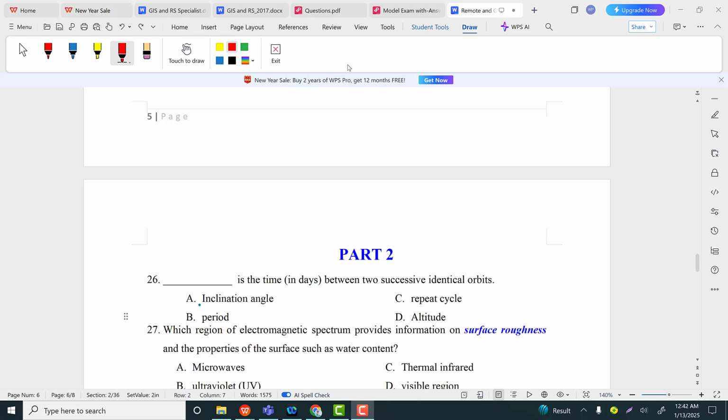Today I'll try to work out different questions related to GIS and remote sensing for those of you who are preparing for the upcoming exit exam in Ethiopian universities.